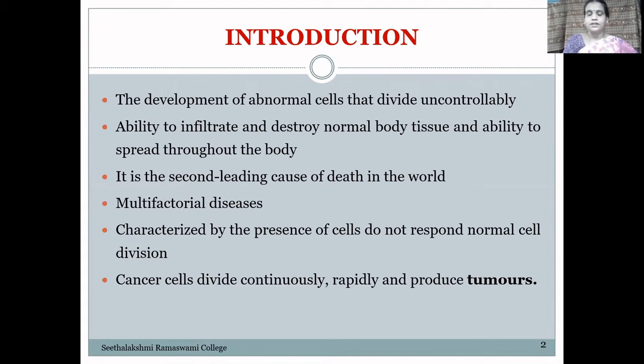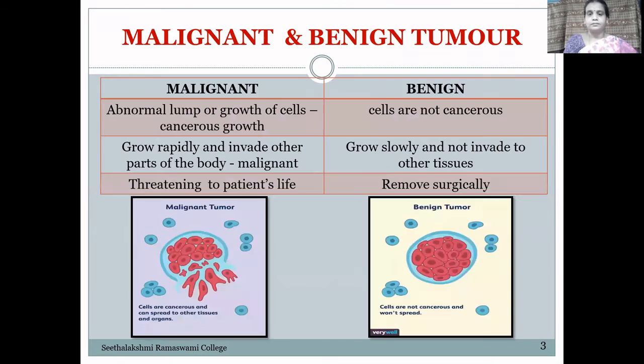It is a multifactorial disease associated with many disorders, and it's characterized by the presence of cells that do not respond to normal control of cell division. They also have immortalization, transformation, and metastasis. The cancer cells can divide uncontrollably, continuously, and rapidly, and that produces a mass of cells called tumors.